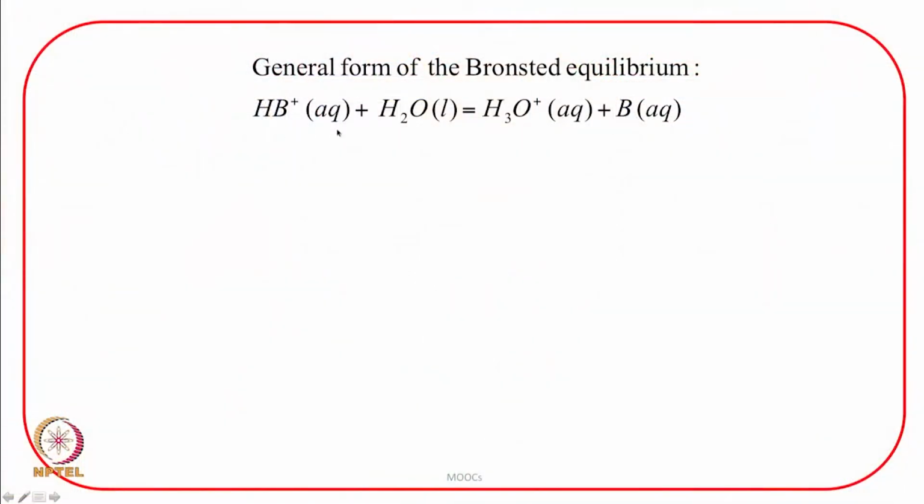The general form of Bronsted equilibrium is that you have an acid and you add water. A Bronsted acid will donate a proton, and you have this kind of reaction. When we write an expression for the acidity constant, it will be the activity of hydronium ion into the activity of the base divided by the activity of the acid, and we are taking the activity of water to be 1 because water is in excess.